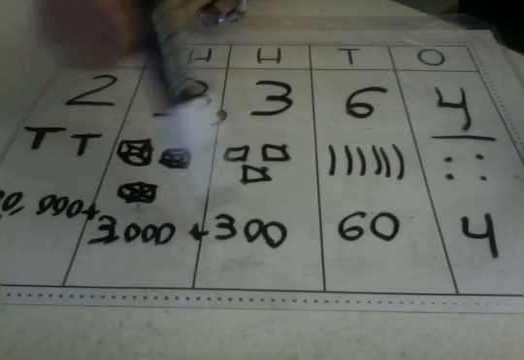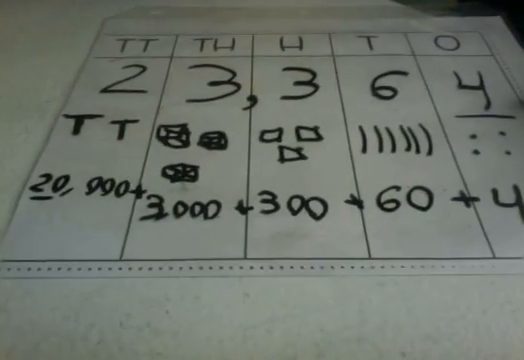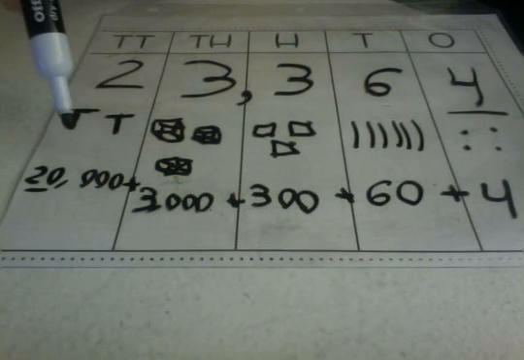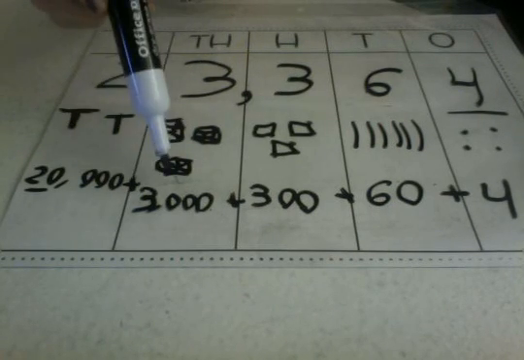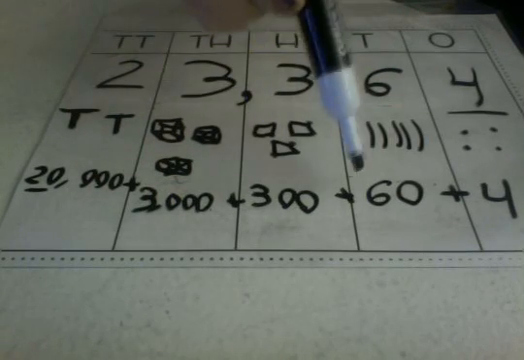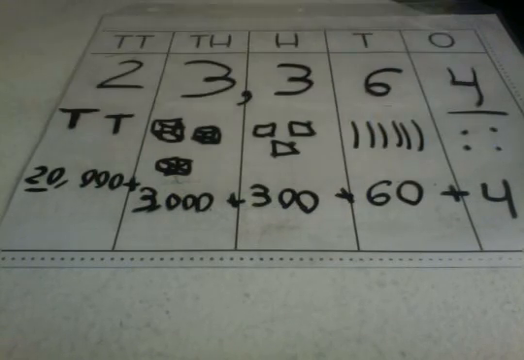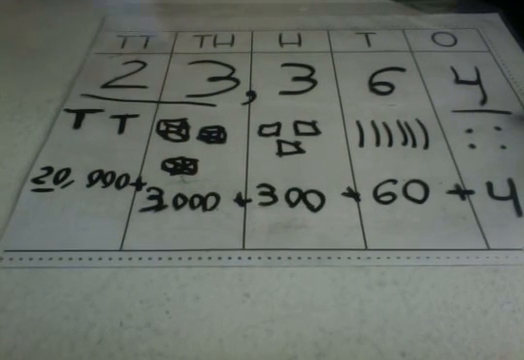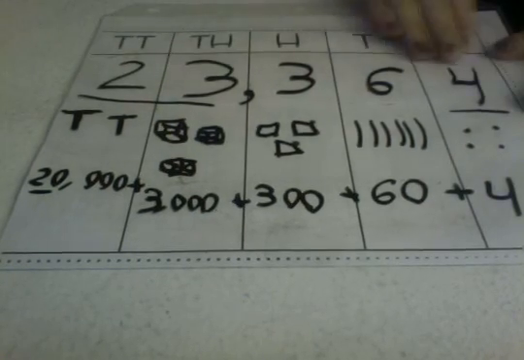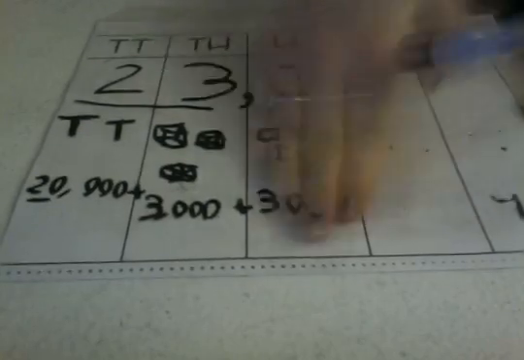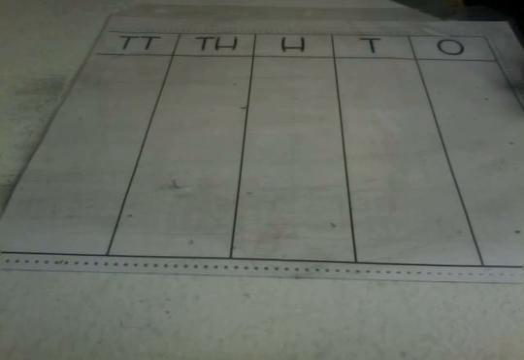Put in your addition signs for our expanded form. And let's go ahead and read that together. 20,000 plus 3,000 plus 300 plus 60 plus 4 equals 23,364. Go ahead and erase your boards. And let's do one more example. But this time, I'm going to help you with the 10,000s and the thousands, but you're going to have to do the hundreds, tens, and ones all by yourself.